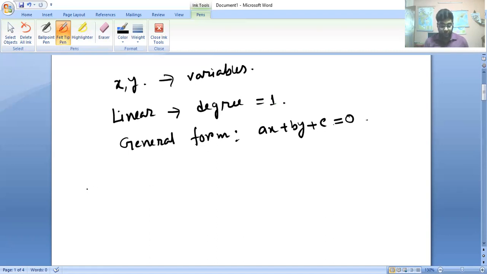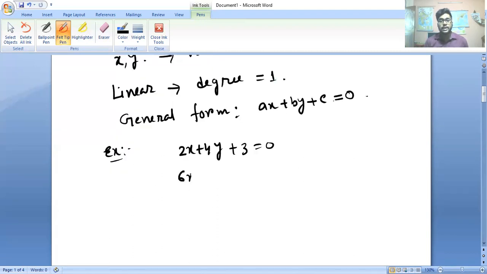So if more than one equation is given, let us take a form so that we understand what they are asking. For example, they can give it like this: 2x plus 4y plus 3 equals 0, and 6x plus 9y plus 7 equals 0. As you can see, this is linear in two variables, and this is also linear, as the degree of the equations is 1.